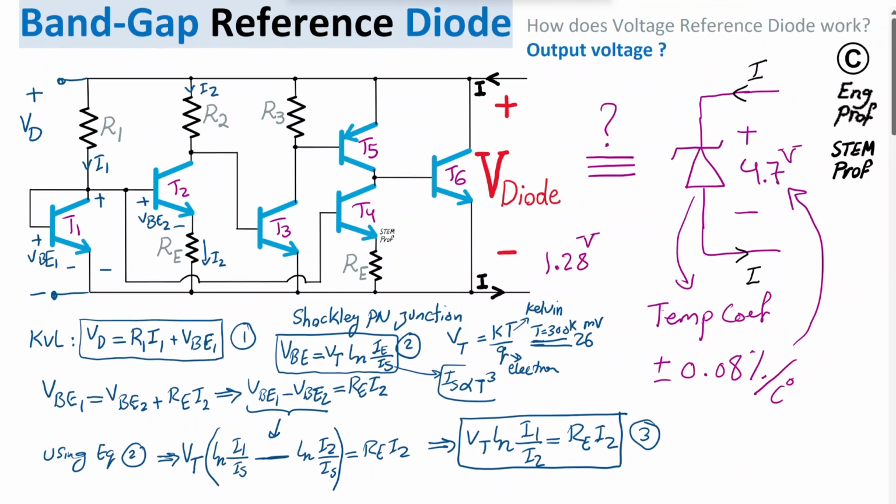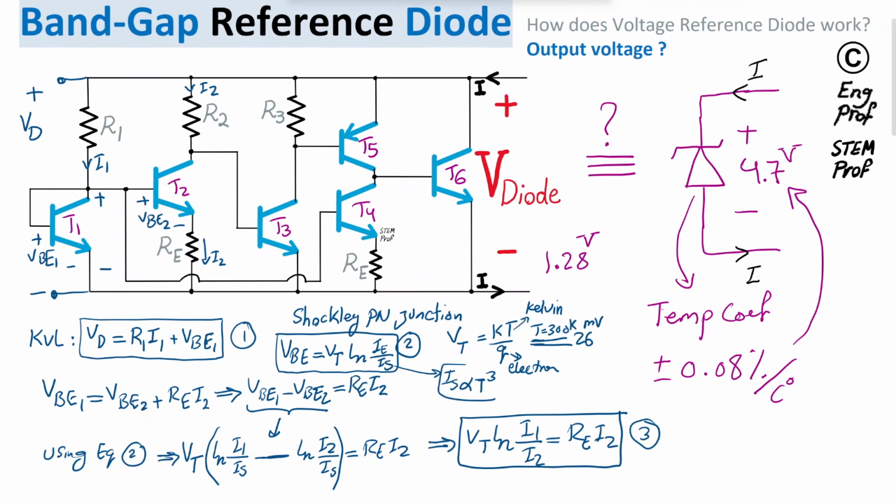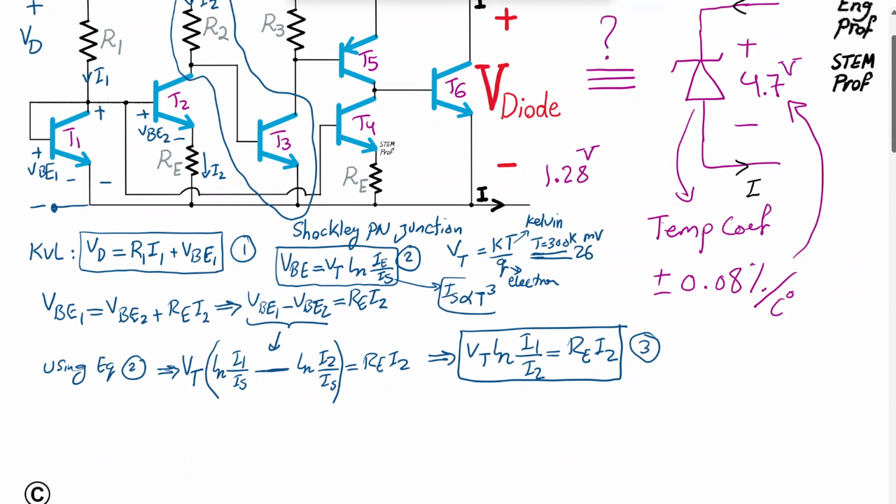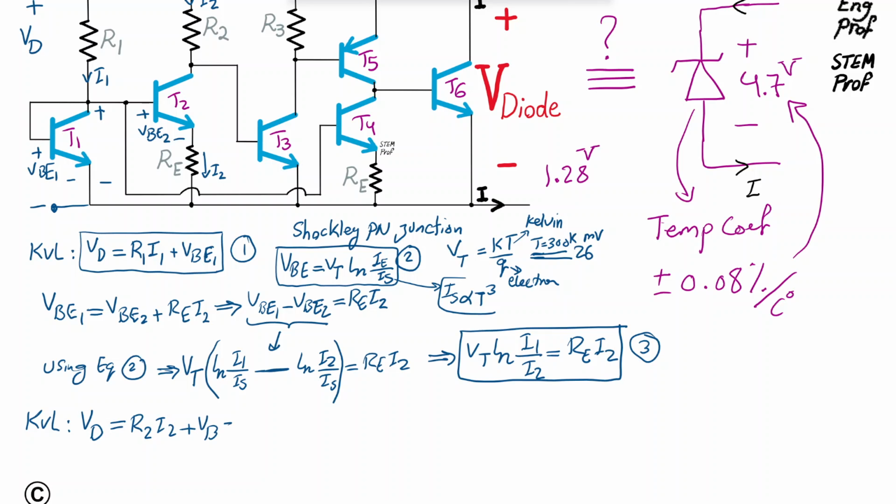All right, so what is the last step? To just find the output voltage for the diode voltage and show that it is equal to roughly 1.28 volts. I'm going to write another KVL across R2 and then the base emitter of transistor T3, which is basically from rail to rail, upper rail to lower rail, and I can do exactly as I did before. KVL: I can say the total voltage drop across R2 and base emitter of transistor T3 is equal to R2 I2 plus the voltage of base emitter of transistor T3.